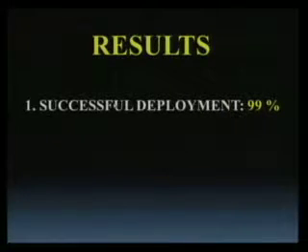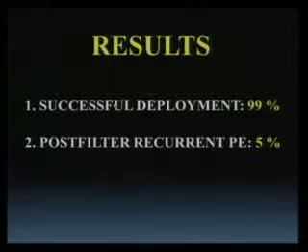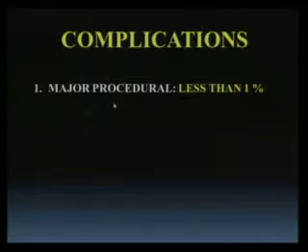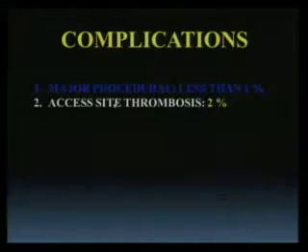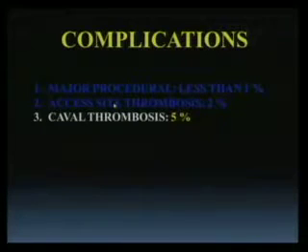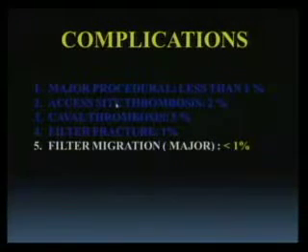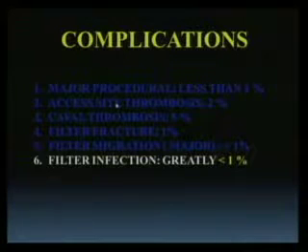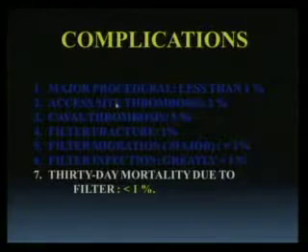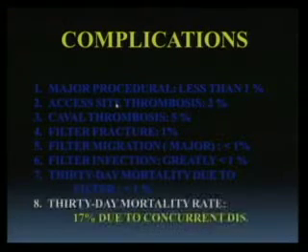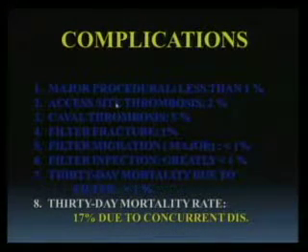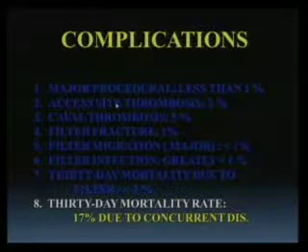What are the results? Successful deployment, 99%, that is the threshold. Post-filter recurrent PE, despite IVC filter, the threshold is 5%. Complications, major, less than 1%. Access site thrombosis, 2%. These are the thresholds given by the society. Caval thrombosis, 5%. Filter fracture, very low, 1%. Filter migration, less than 1%. Filter infection, less than 1%. 30-day mortality due to the filter, less than 1%. And 30-day mortality due to concurrent conditions, comorbidities, is 17%.